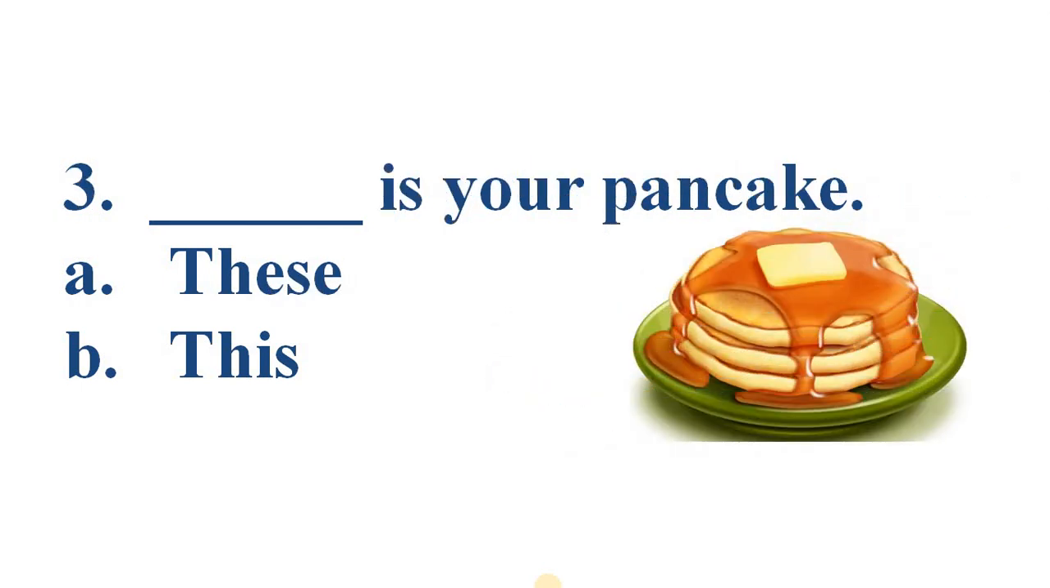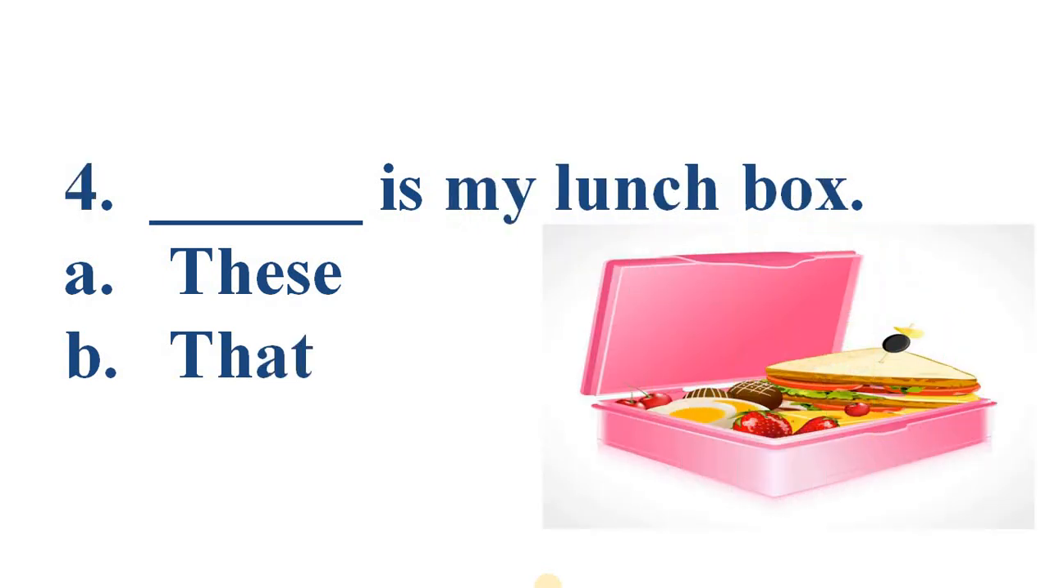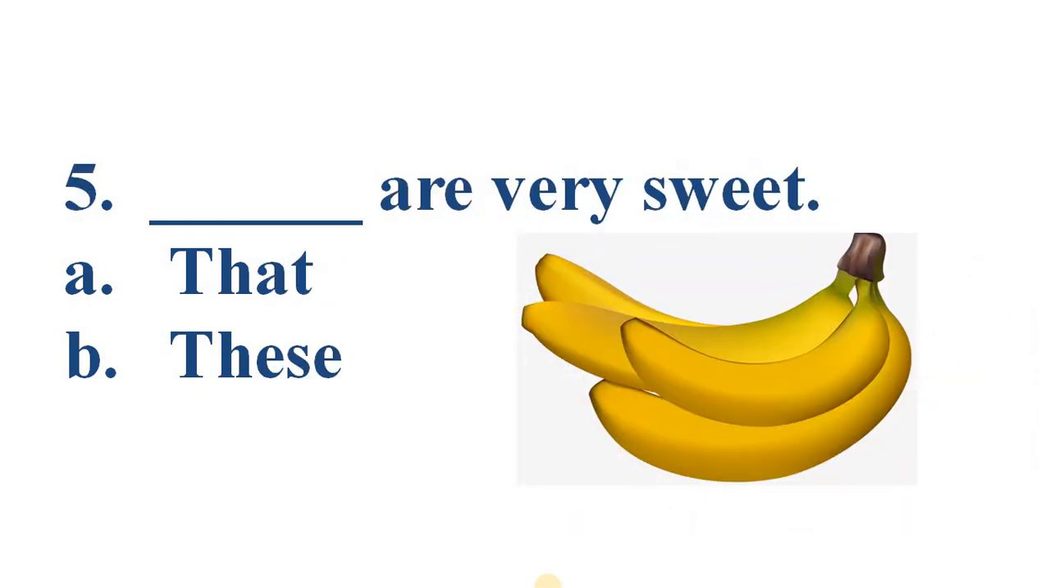Number 3. Dash is your pancake. Option A, these. Option B, this. Number 4. Dash is my lunchbox. Option A, these. Option B, that. Number 5. Dash are very sweet. Option A, that. Option B, these.